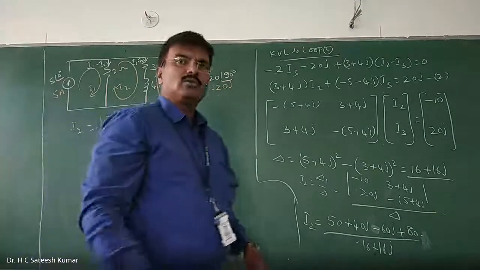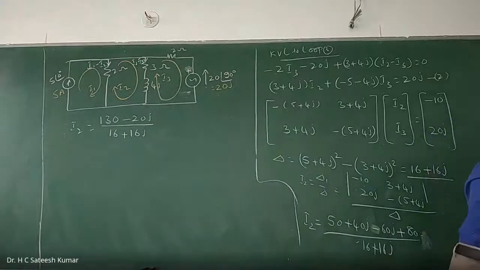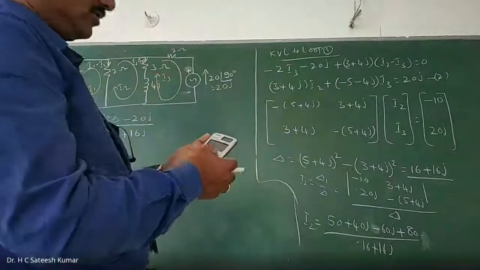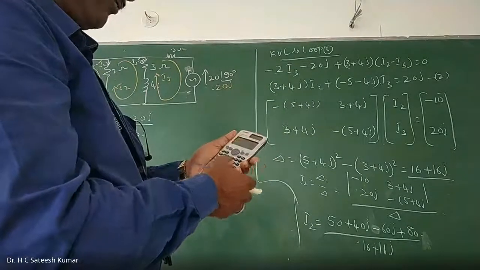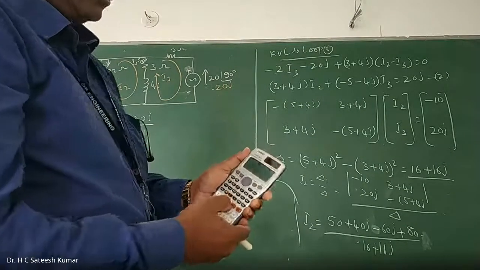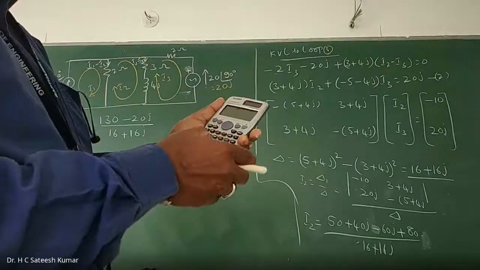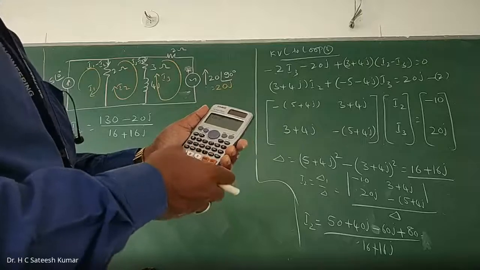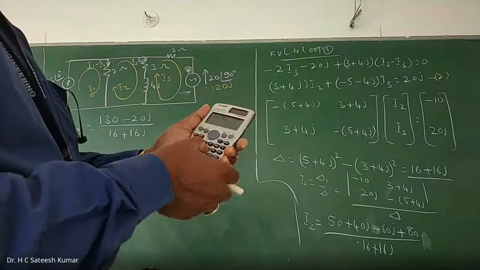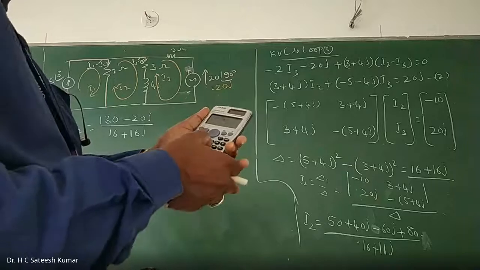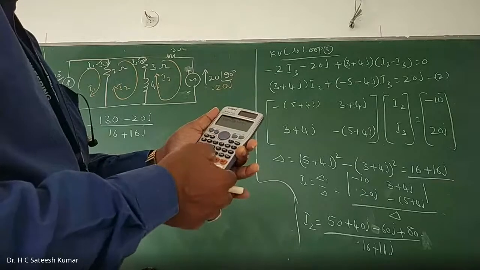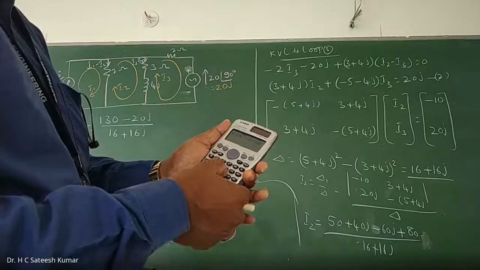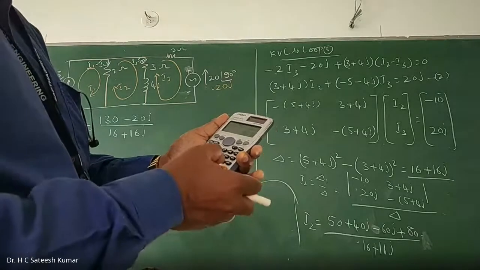Okay, so now you divide in the calculator. I will show you this in this calculator. Check it out. Go for the mode, the second button, and then open the bracket, 130 minus 20i, close the bracket, divided by open bracket 16 plus 16i, close the bracket, equals. You will get it as S to D.